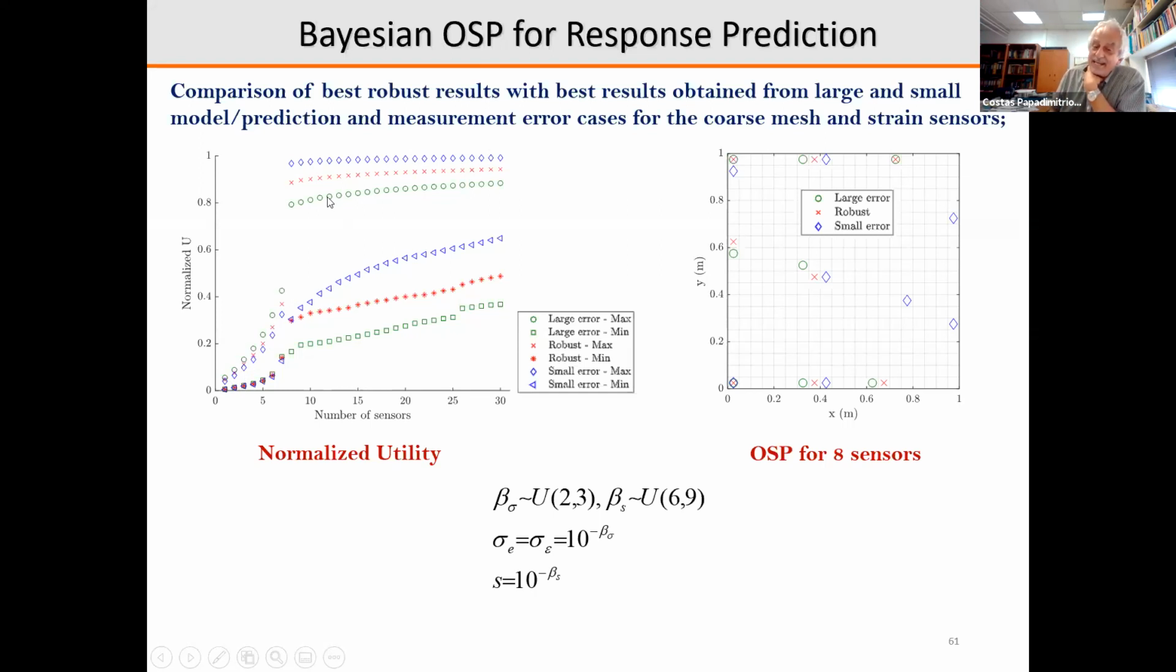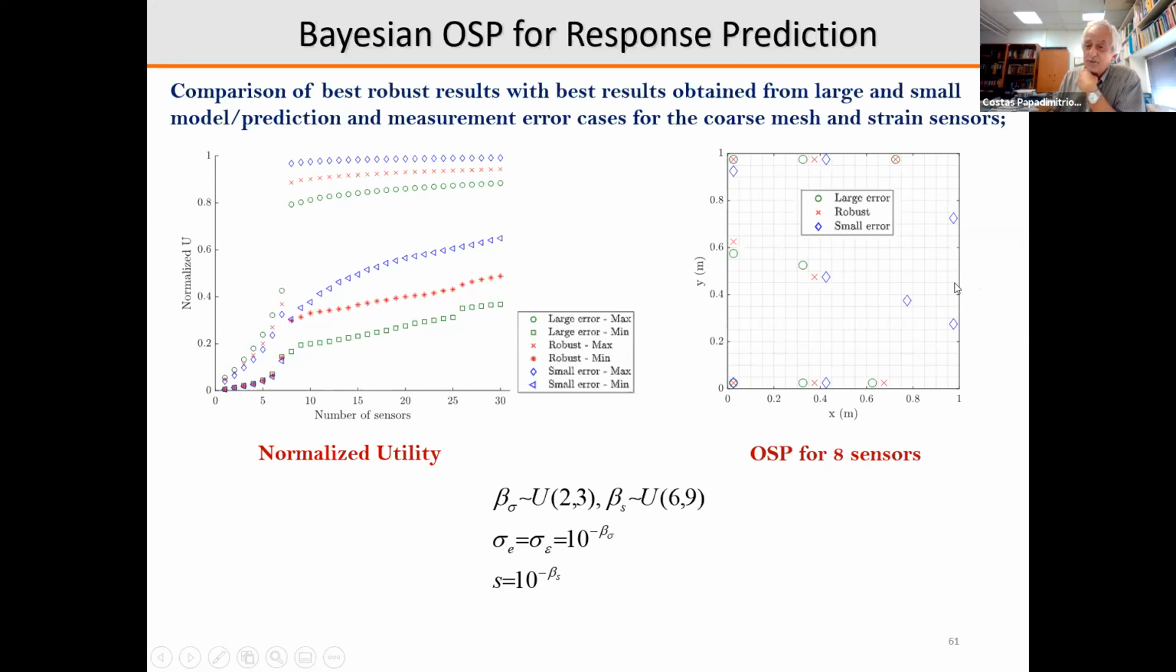If you have a large measurement error, of the order of 5% I think in this case, then with 8 sensors you don't get almost 100% of the information. You get 80%. And you need to add more and more sensors to get the information. And here is a case where we did a robust design, where we assume that we don't know the measurement error, which is between 5% and extremely small, and we get as information gain this line here.